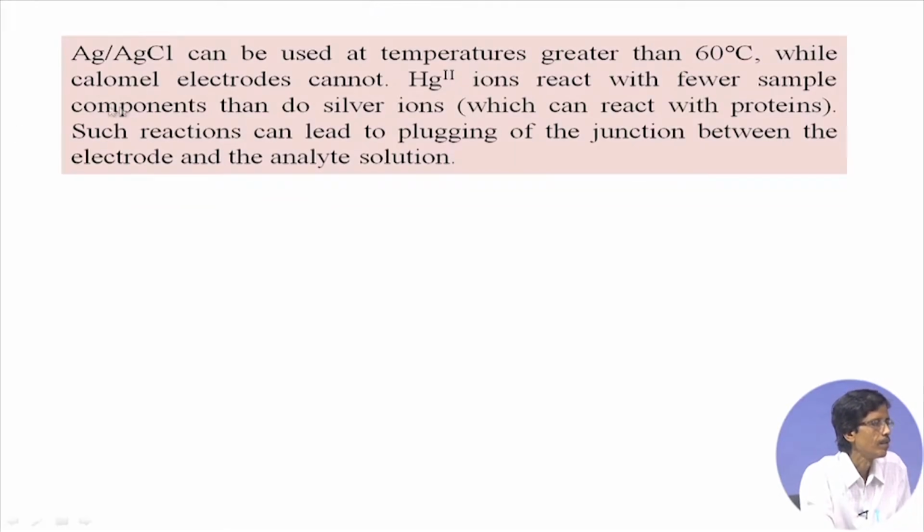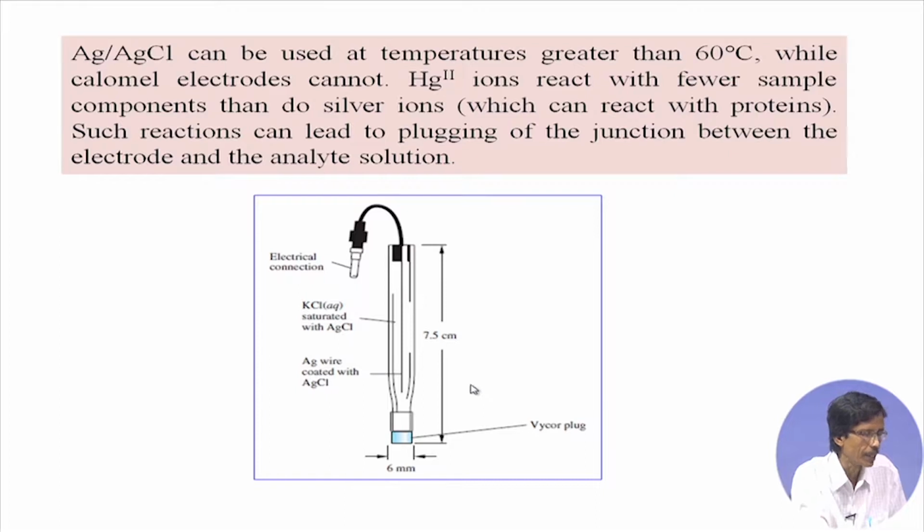So, if you have a silver chloride electrode, it has a typical advantage: at temperatures greater than 60 degrees we can monitor, while the calomel electrodes we cannot. That is why the designing of these different electrodes is also changing with time, and the corresponding designing for its size, shape and everything. But we should always know how the original electrode has been designed. So, you have the electrical connection.